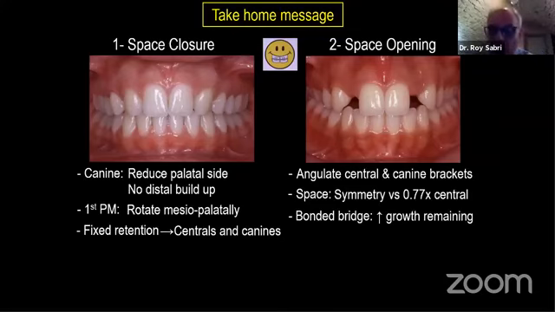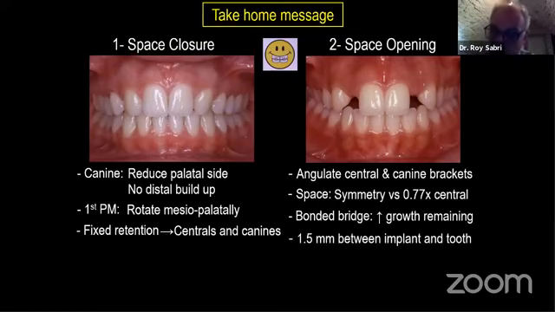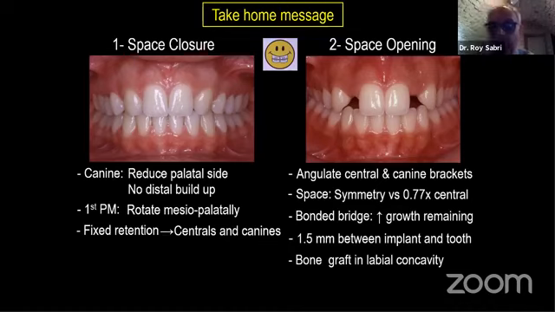Symmetry. If you have a lot of growth remaining, to avoid root reproximation, use a Maryland bridge. Make sure you have 1.5 millimeters at the crestal bone level. You have to leave 1.5 millimeters between the implant and the tooth. If not, you might have bone necrosis and no papilla. Or use a 6 millimeter implant. And bone graft is important if you have a labial concavity. If not, the implant is going to have too much palatal root torque. The restorative dentist will angulate the tooth too much, and you're going to have gingival recession and metal transparency.